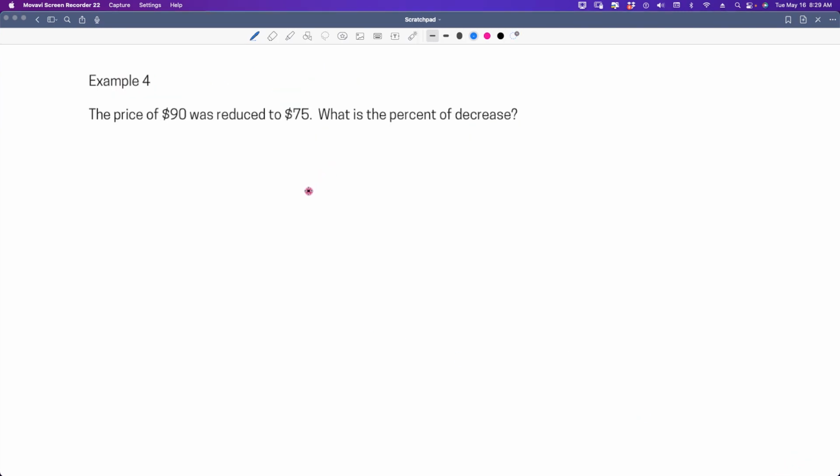to example 4. So here we have the price of $90 was reduced to $75. What is the percent of decrease? So this is the opposite of the example I just showed you. So now we're going to go from 90 to 75. So we're going to have an amount of decrease here. So 90 minus 75 is still $15, right? We're going to go ahead and use the percent of increase and decrease formula. So that is going to be the amount of change, which is N, over the base, which is B.